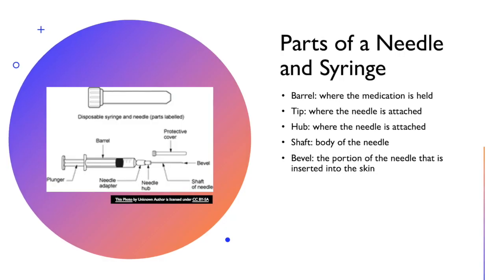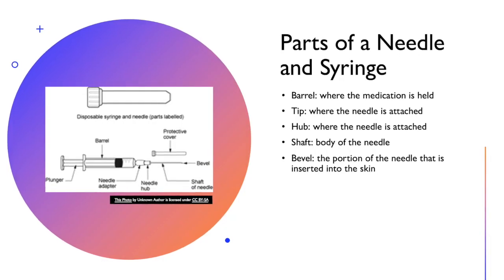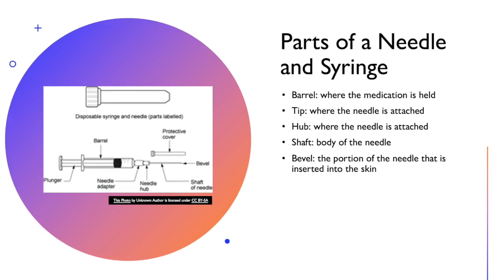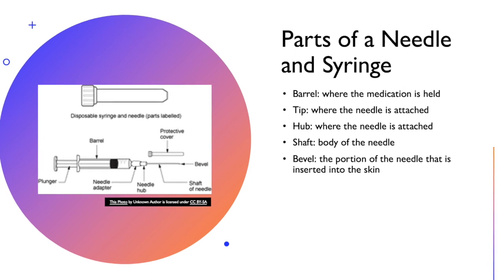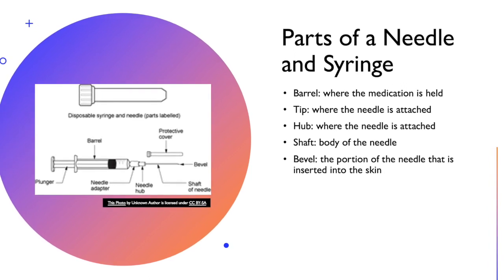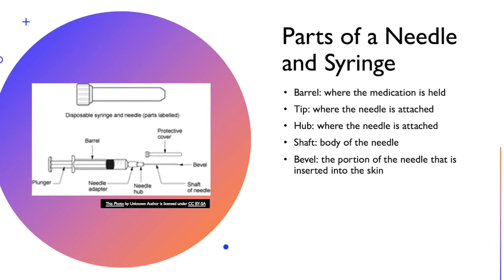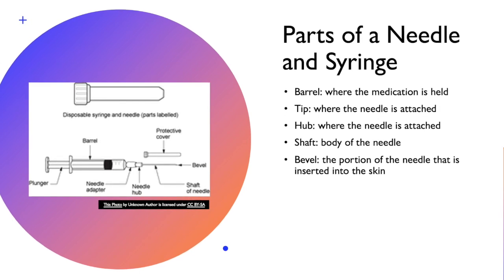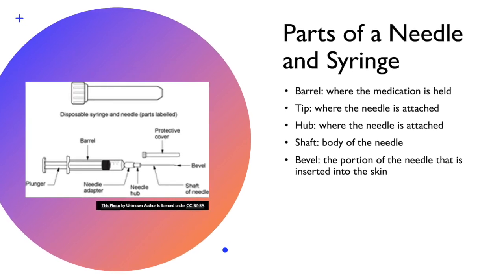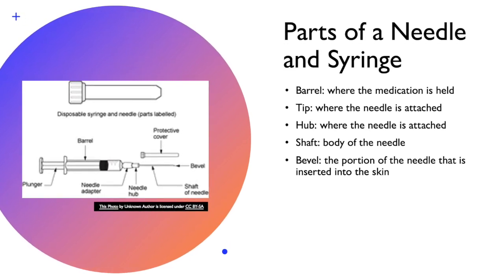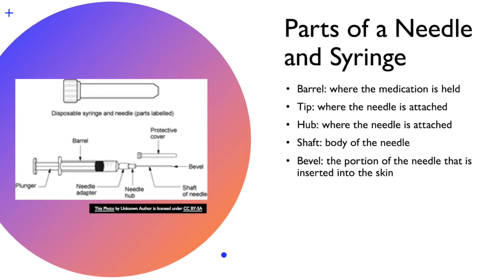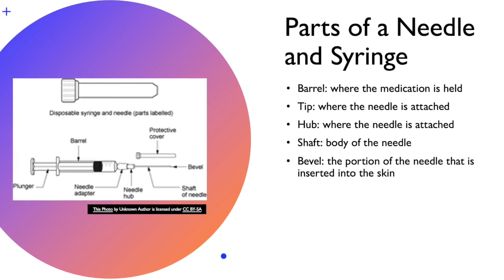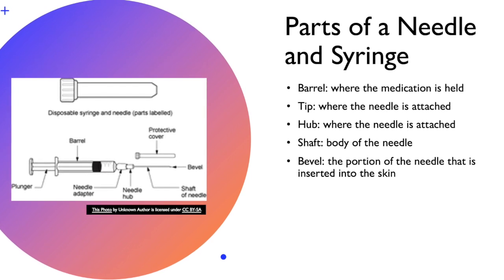So the first thing I'm going to talk about are the parts of a needle and syringe. The first part is the barrel, which is the part where the medication is held. Then we have the tip, which goes on the end of the barrel. Then the hub, which is where the needle can be attached. Then the shaft, which is the body of the needle, and then the bevel, which is the part of the needle that actually goes into the skin for the injection.